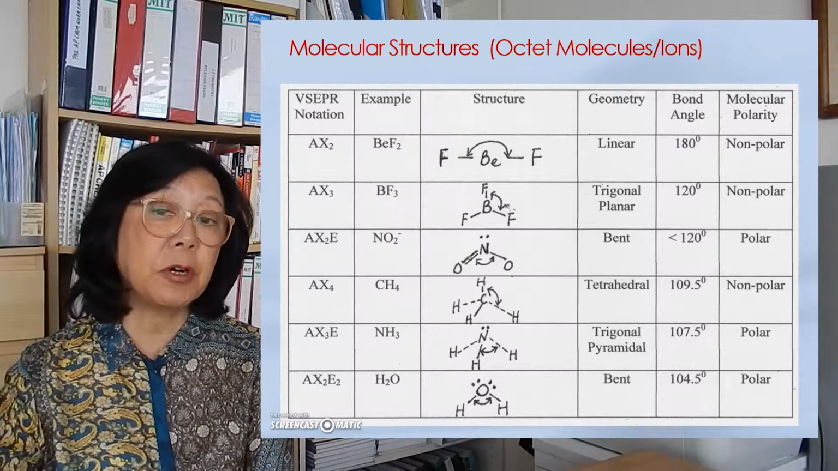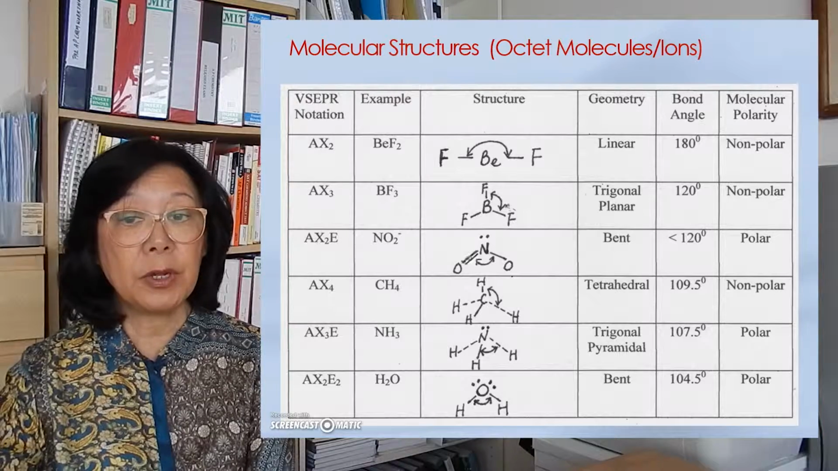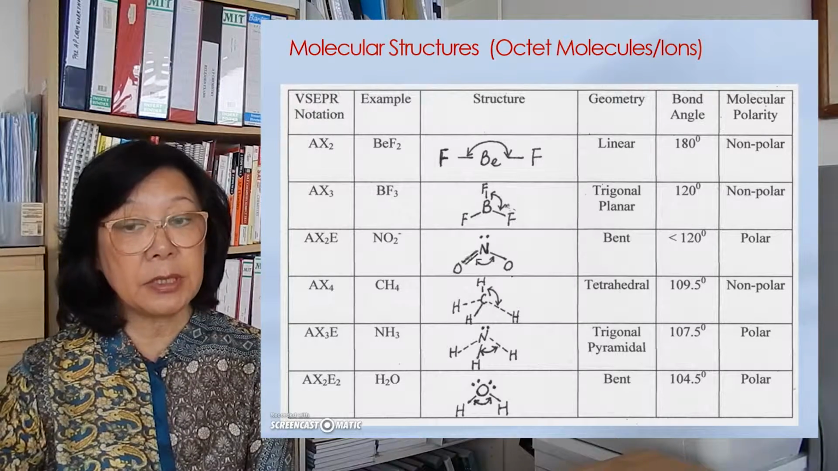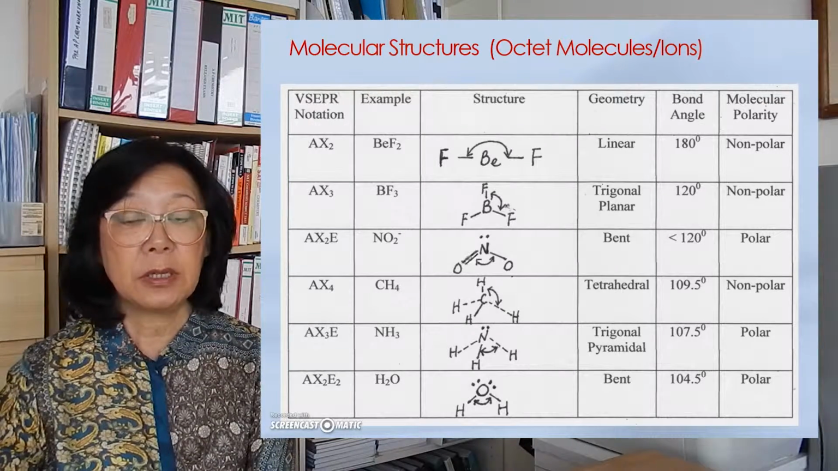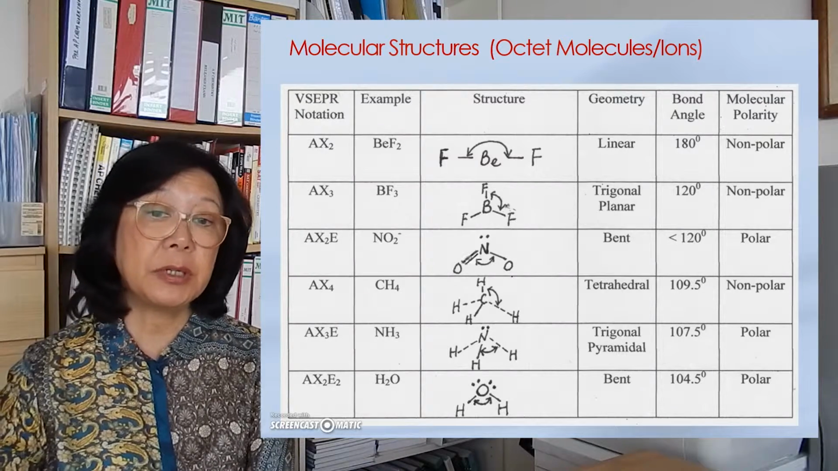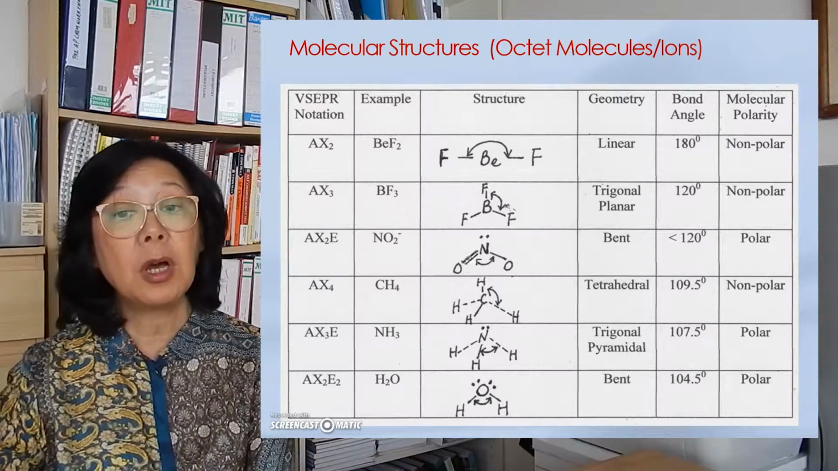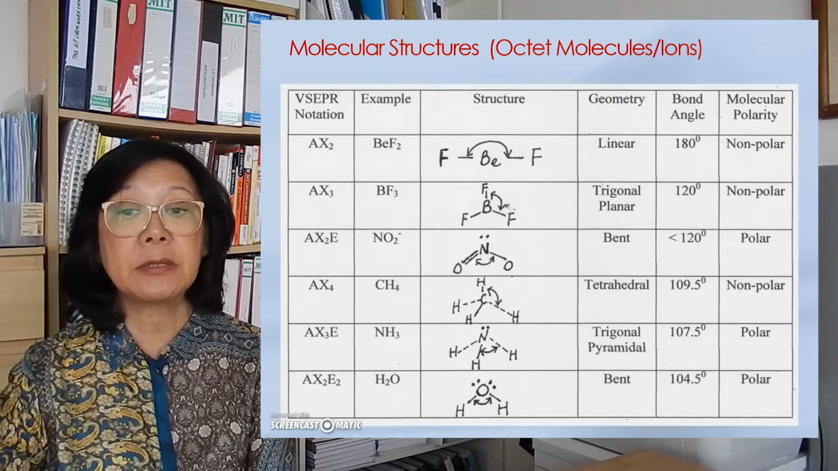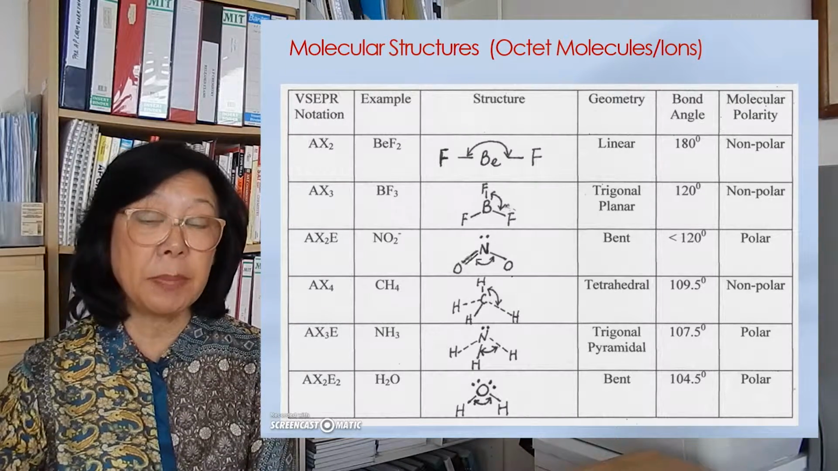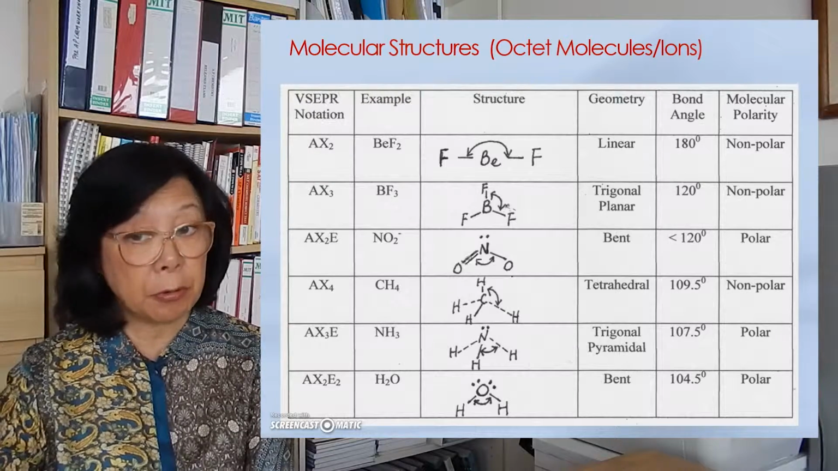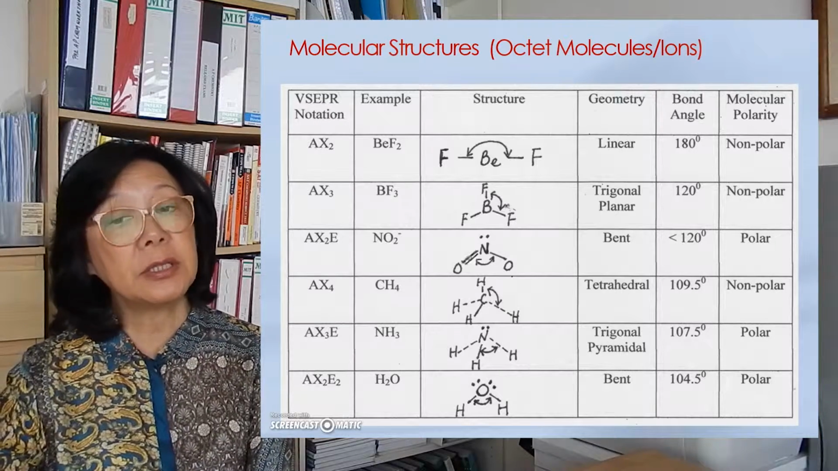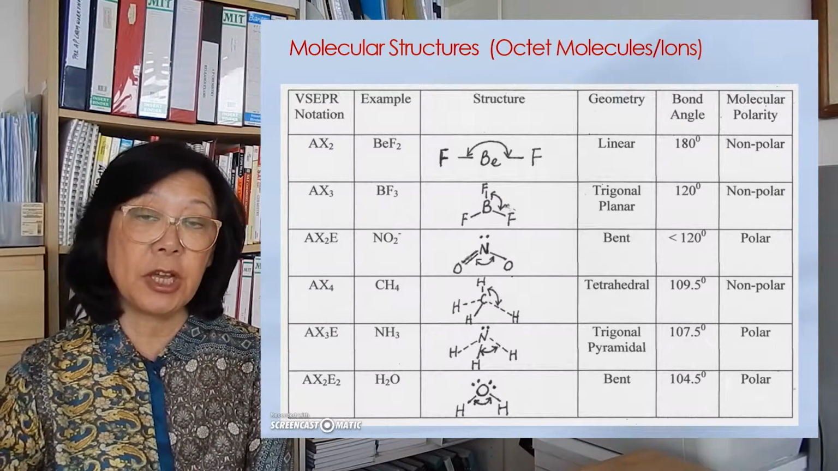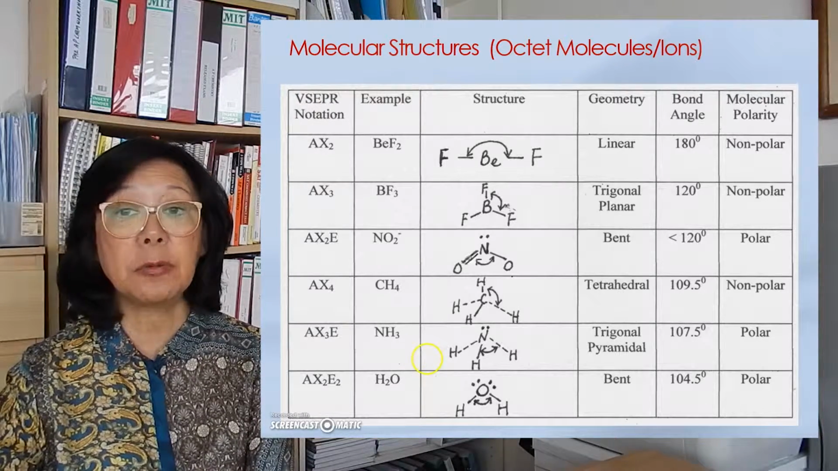The next one, AX4, represented by methane, with one central atom and four bonding atoms, forms a tetrahedral shape, bond angle 109.5, nonpolar molecule. The next one, AX3E, one lone pair of electrons on the central atom of ammonia, resulting in a trigonal pyramidal shape, 107.5 bond angle, polar molecule. And the next one, AX2E2, two lone pairs of electrons on the central atom oxygen, which is bent in shape, 104.5 bond angle, and a polar molecule. Now, all these obey the octet rule.